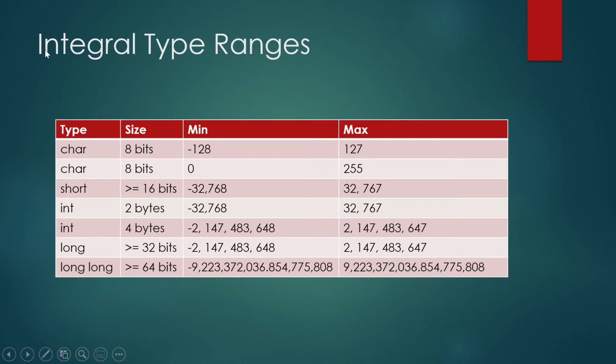So really what you want to remember is that if you're going to use a short, you can only store numbers up to about 32,000. If you're going to use a regular int, you can count up to about 2 billion. And if you have to go beyond that, you should be using a long.